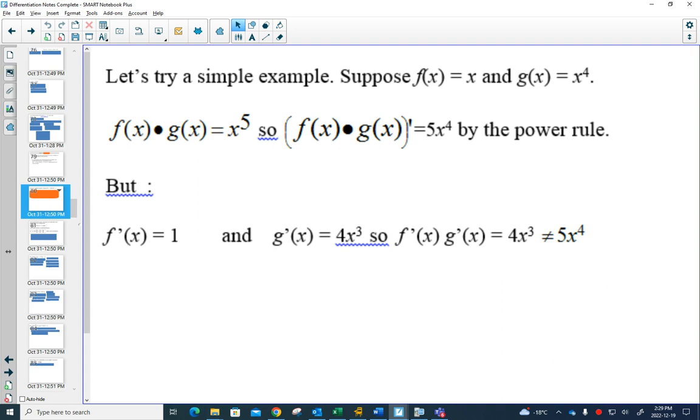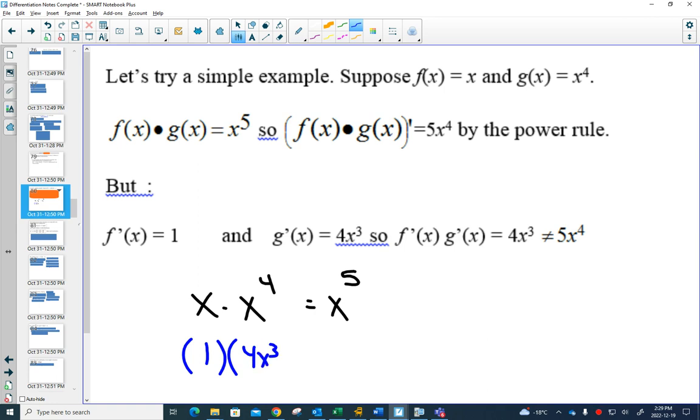So does it make sense that it doesn't work in this situation? It's obvious that if you had these two functions multiplied together, that's equal to x to the 5, and its derivative would be 5x to the 4. But if you did the derivative of each of them separately, this one's derivative is 1, this one's derivative is 4x cubed, it does not equal the actual derivative of 5x to the 4. So back to trying to figure out if there's any pattern that exists. And the mathematicians did find them.